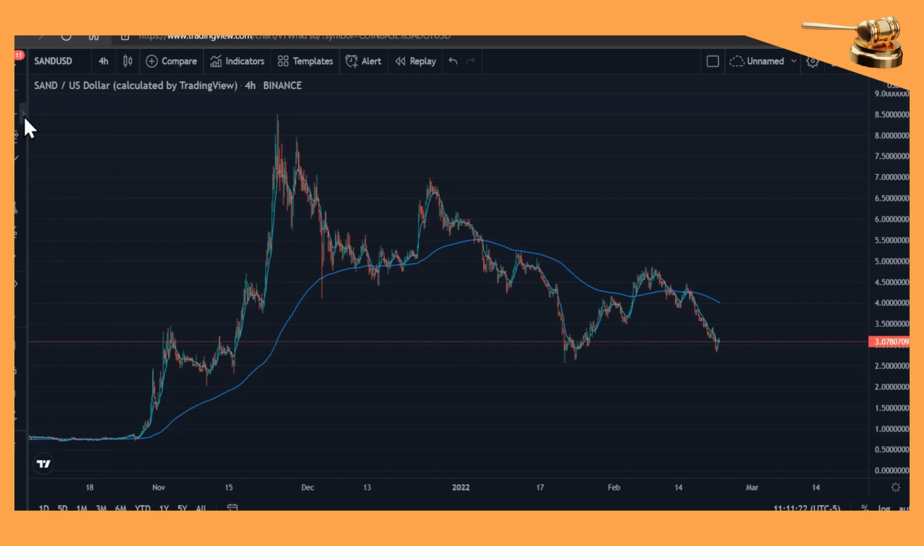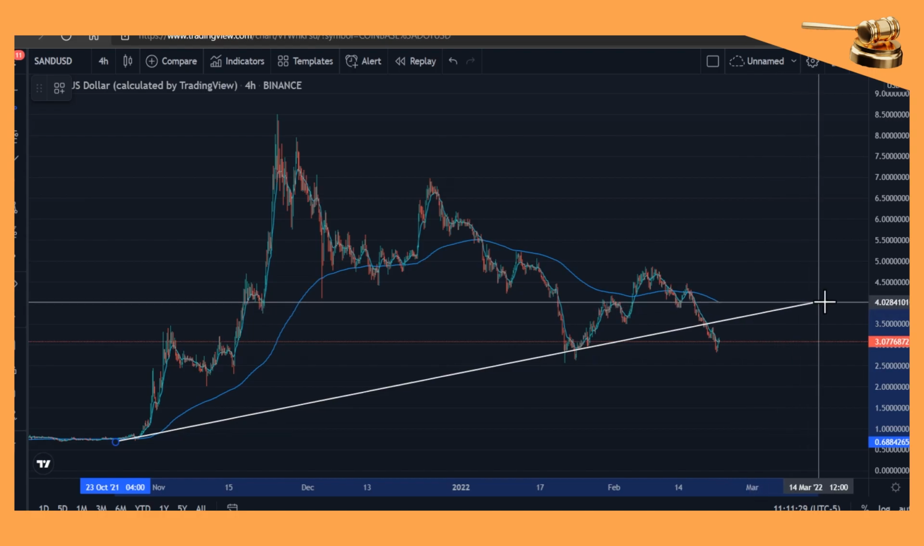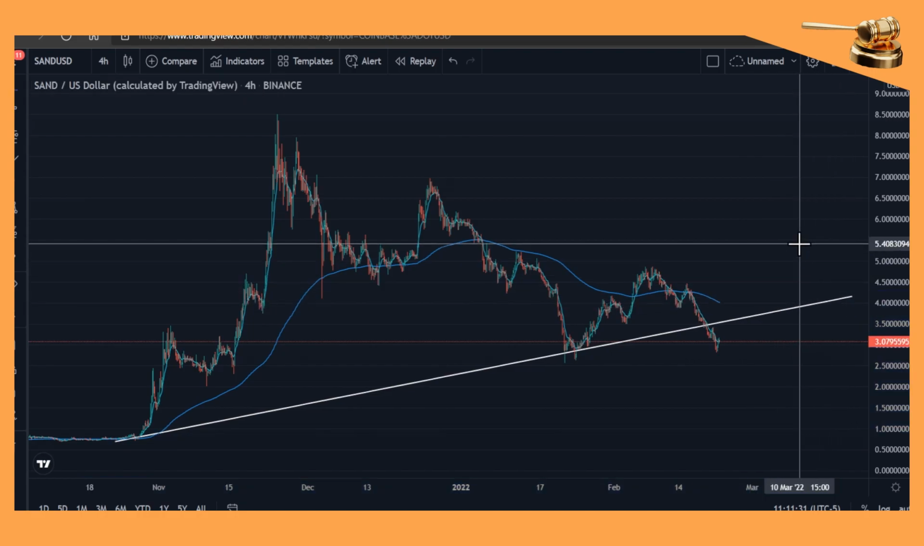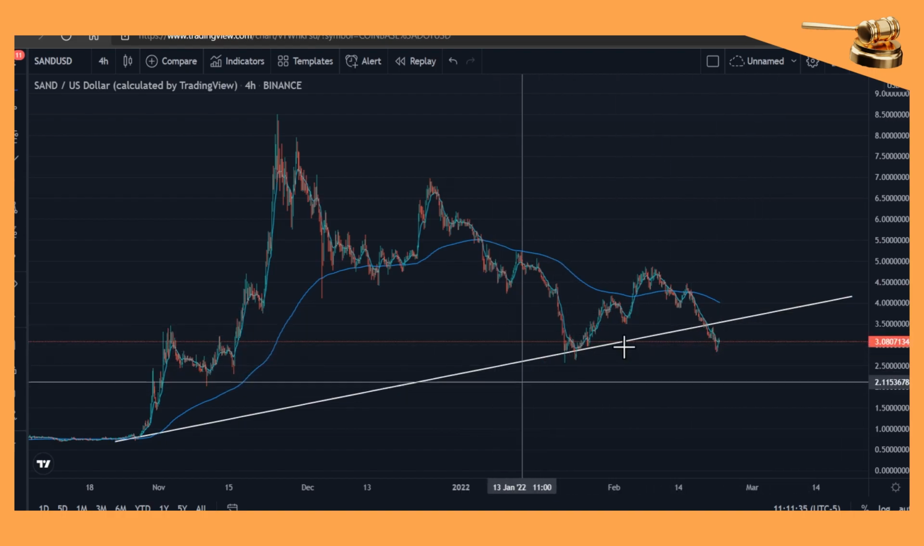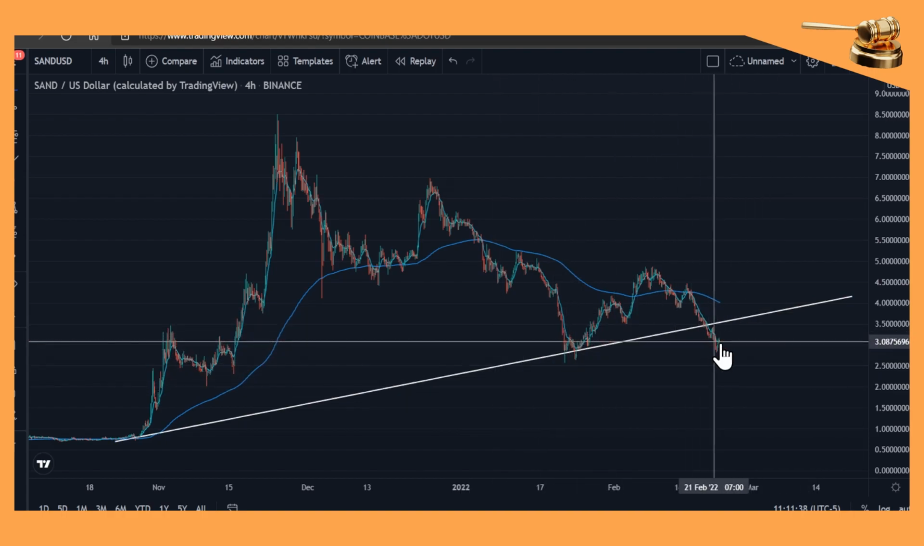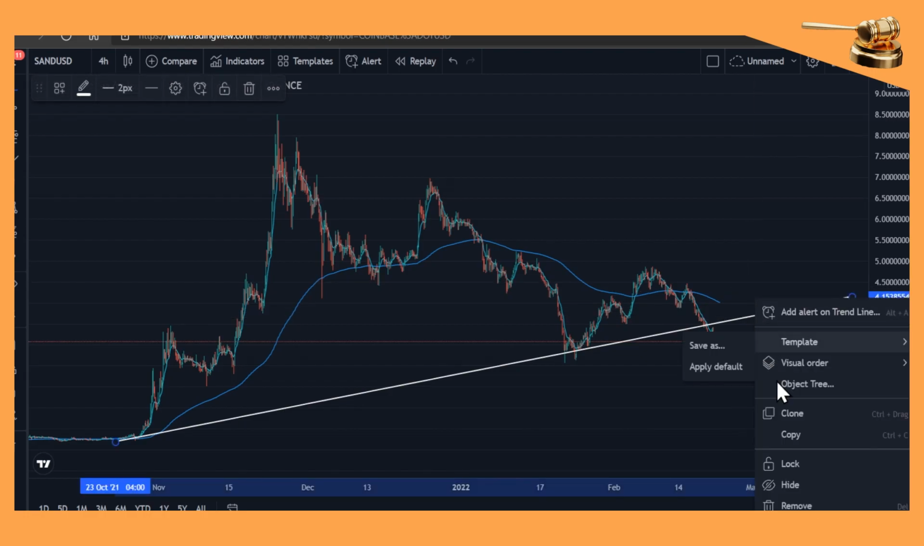Whenever it comes to SANDBOX, I do want to let you guys know that we did have a sloping support. However, SAND has broken below, which typically is considered bearish. We have broken below our overall uptrend, unless we're just getting a bounce here and we're looking for a reversal. But other than that, it is not looking good at this current moment.